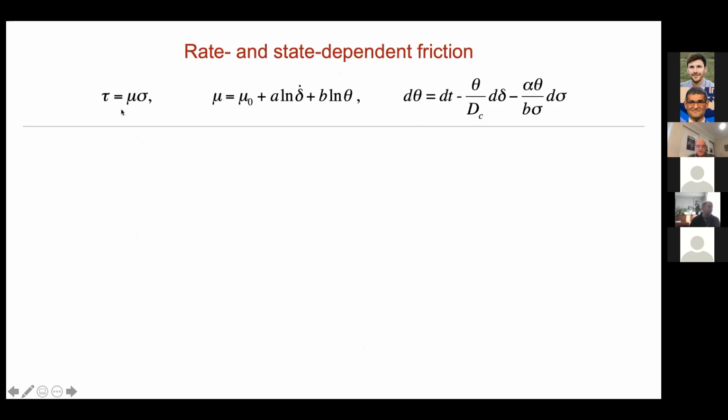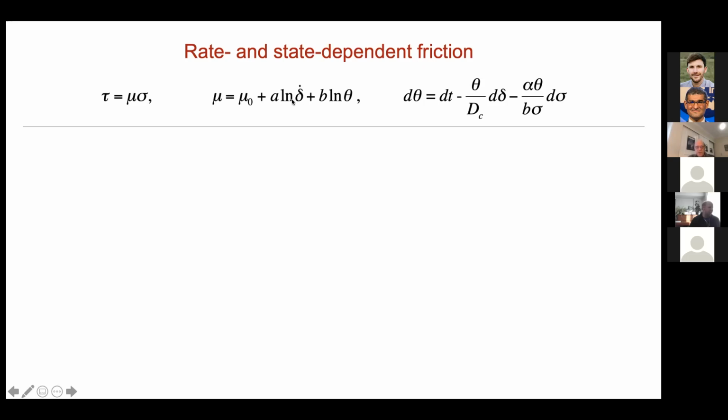So these are the basic equations for rate and state dependent friction. Shear stress during slip is a typical friction law: coefficient of friction times normal stress. This is the formulation for rate and state dependent friction. There's a mu sub 0, a reference coefficient of friction. And then these are perturbing coefficients, they have small values, both for direct sliding rate effects.